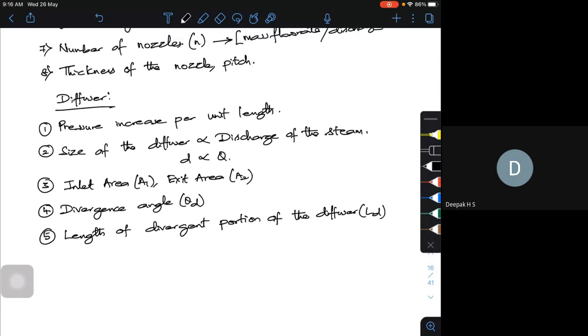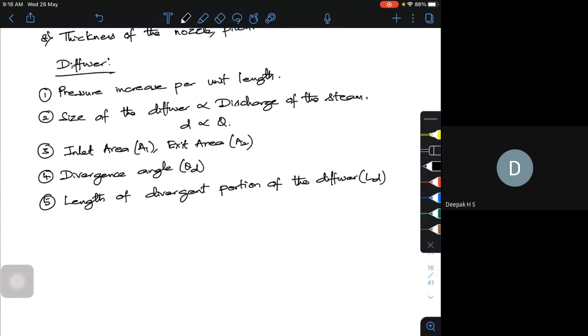Anyhow, thickness is there, thickness of the nozzle or thickness of the diffuser, those things will come automatically. Usually we could go for n number of diffusers, but 99 out of 100 times it will be a single diffuser. We won't go for n number of diffusers. Very hardly do we go for it.